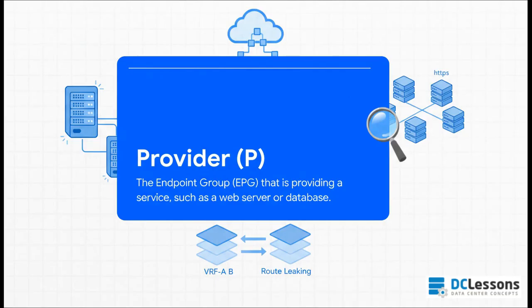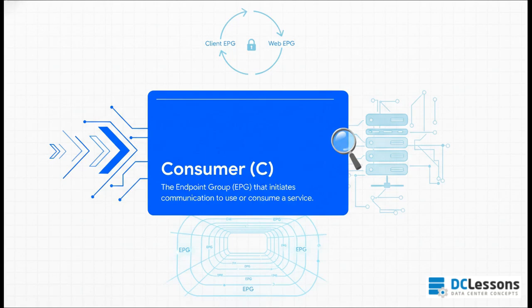Let's start with the provider. It's pretty self-explanatory, right? This is the EPG that is providing a service. It's the server. So think of your web server EPG that's serving up HTTPS traffic, or your database EPG that's providing a database service. And then you've got the consumer. This is the other side of the coin. The consumer is the EPG that's reaching out to use or consume that service. So going back to our example, the client EPG that's browsing the website, that's your consumer.